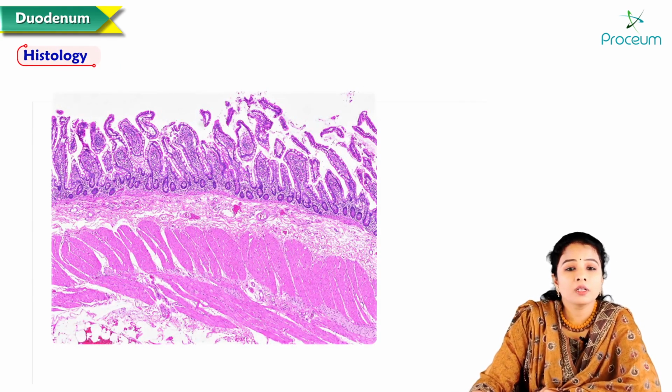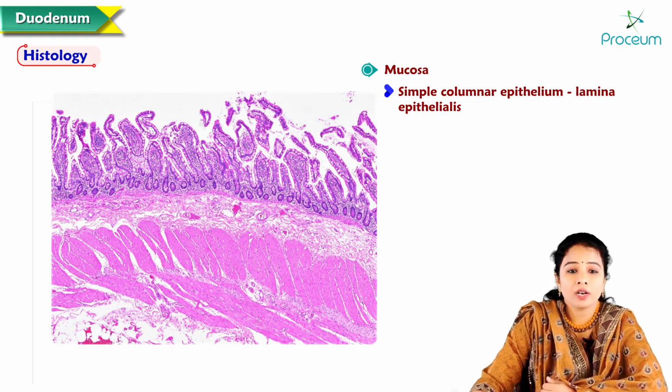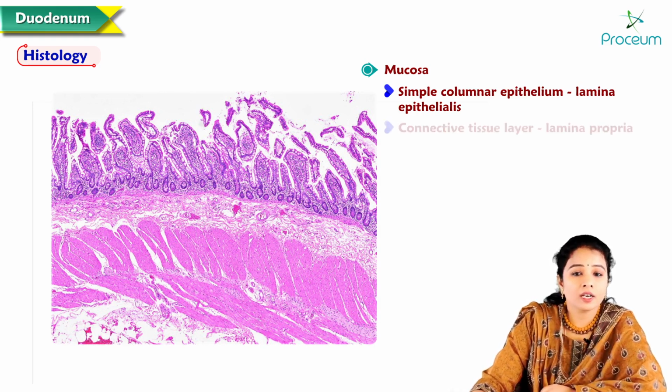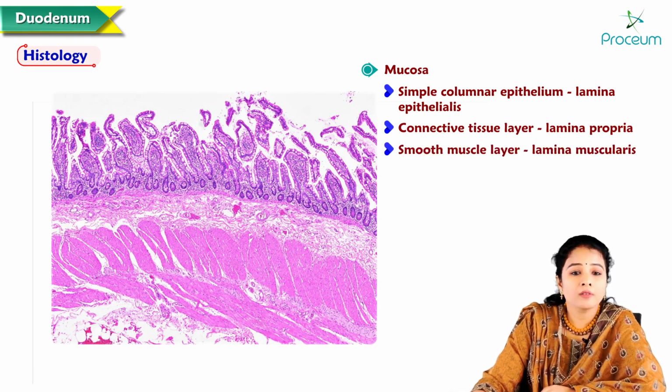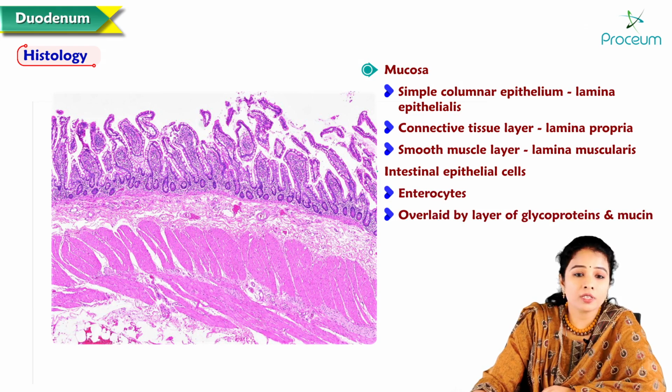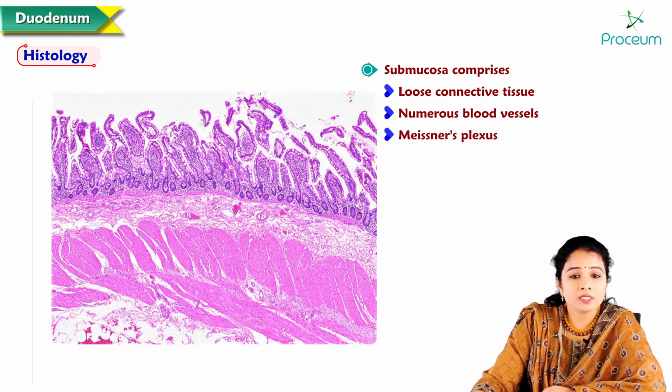Histology of duodenum. The mucosa consists of simple columnar epithelium, which is called lamina epithelialis, and a connective tissue layer just below the epithelium called as lamina propria, and a smooth muscle layer which is called as lamina muscularis or muscularis mucosa. The intestinal epithelial cells are called as enterocytes and are overlaid by a layer of glycoproteins and mucin. The submucosa comprises of loose connective tissue, numerous blood vessels and Meissner's plexus.